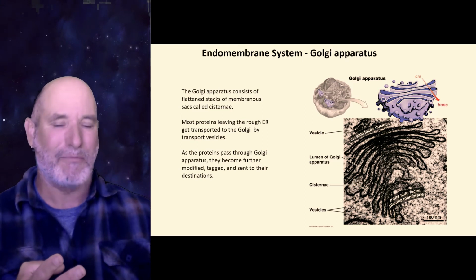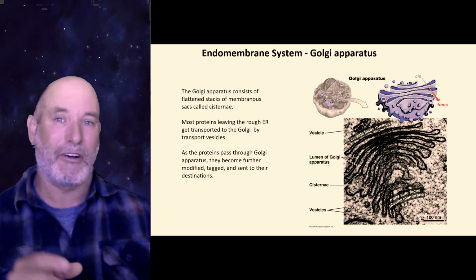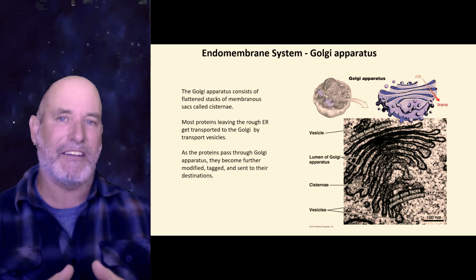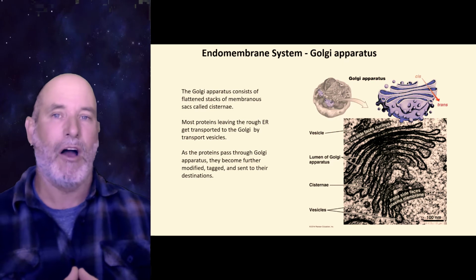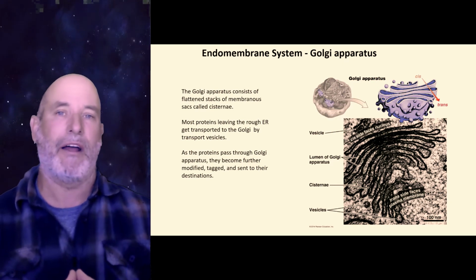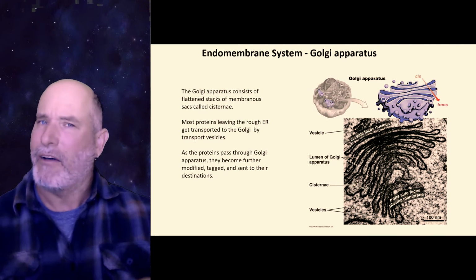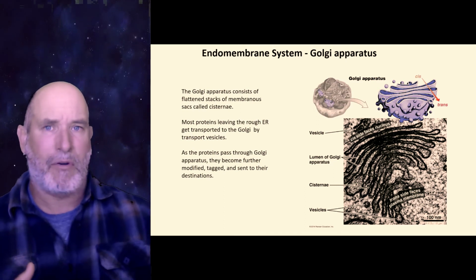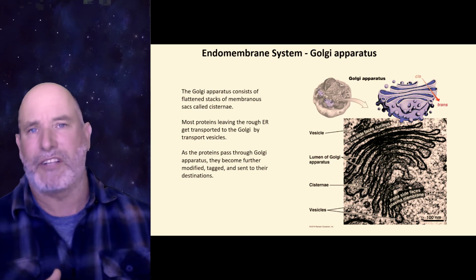Oligosaccharide. Oligo means small or short. Saccharide means sugar. You put these little small sugars on there that serve as tags to where these proteins need to go. And then eventually, it will exit the trans side of the Golgi apparatus. And because it's tagged, it will go to some place in the cell, like to another organelle or to the cell membrane, or even be exported outside the cell.